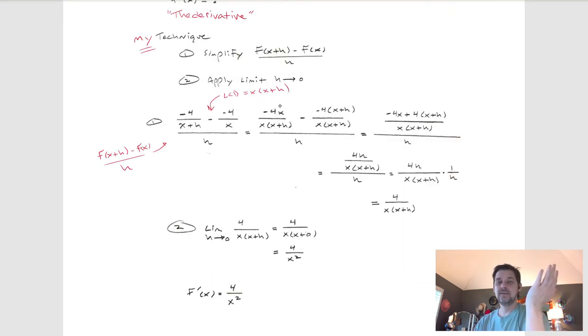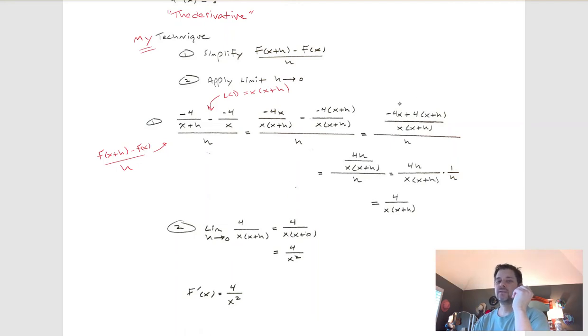So I take this, negative 4x, minus this, negative 4x plus h, all over the common denominator of x times x plus h. But when I subtract a negative, that amounts to adding, so it will be negative 4x plus 4 times x plus h over x plus h. Okay, so now I've subtracted. What was the next step?